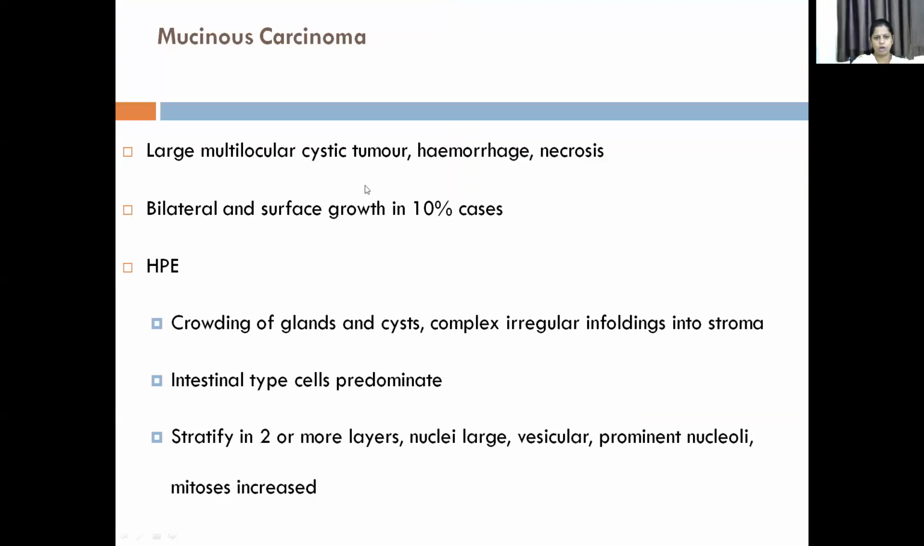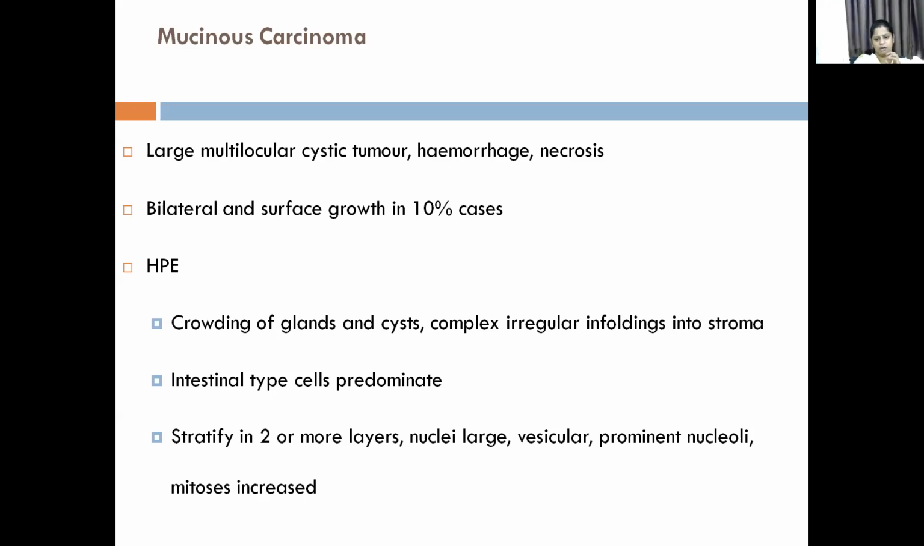Then coming to the mucinous carcinoma. They are large multilocular cystic tumors with areas of hemorrhage and necrosis. They are usually bilateral and show surface growth in about 10% of the cases. On histopathology, there is crowding of glands and cysts, with complex, irregular infoldings into the stroma. Intestinal type of epithelium predominates in the mucinous carcinoma. They stratify in two or more layers with large vesicular nuclei with prominent nucleoli and increased mitotic activity.